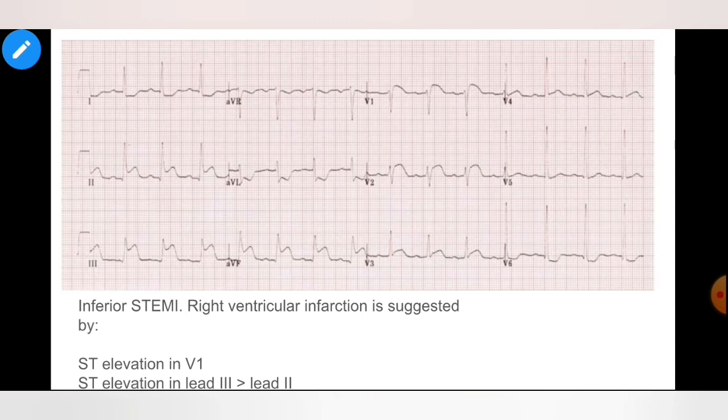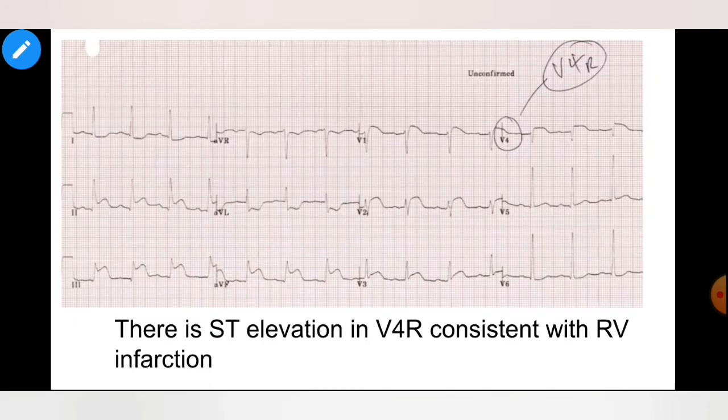So here, this is another strip, inferior STEMI with right ventricular infarct, and you can see that there is ST elevation in 2, 3 and aVF with the ST elevation in lead 3 quite greater than that in lead 2. In addition, there is ST elevation in V1 and there is ST elevation in V2 with ST elevation in V1 quite greater than that in V2. There is reciprocal ST depression in 1 and aVL. So this EKG also demonstrates inferior wall MI with associated RV infarct, and you can now confirm the RV infarct via right-sided chest leads. So here you do a right-sided chest lead EKG and you see that dominant R wave in V4 and it confirms your RV infarct.